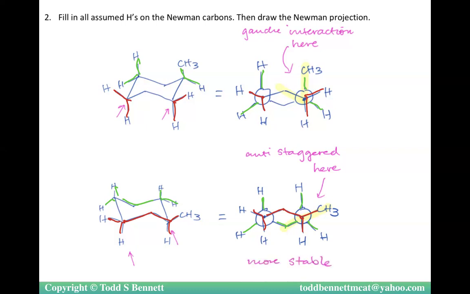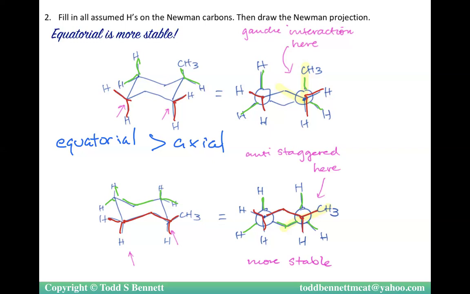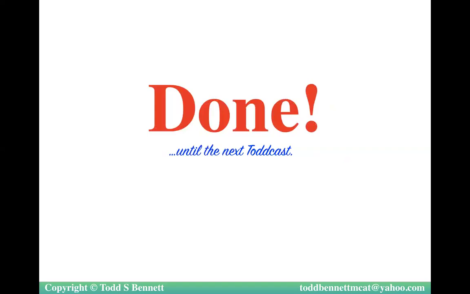Okay, so that's going to be your take-home message. Let me just emphasize that by saying equatorial, when all things are equivalent, as far as substituents go, you would rather have a group equatorial than axial. Okay, so equatorial is more stable. Hopefully that makes sense. This was, again, a tough one.